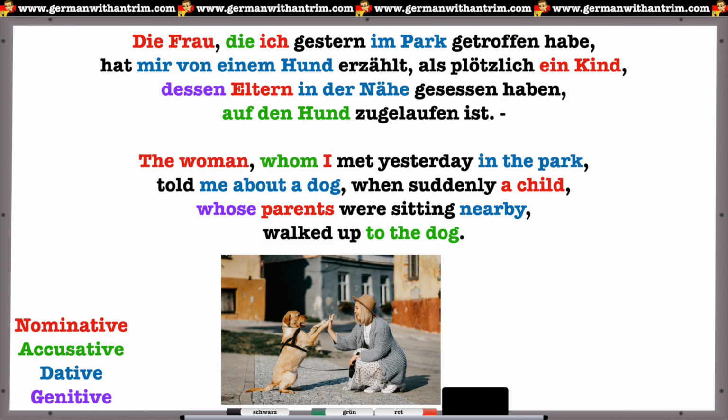Die Frau, die ich gestern im Park getroffen habe, hat mir von einem Hund erzählt, als plötzlich ein Kind, dessen Eltern in der Nähe gesessen haben, auf den Hund zugelaufen ist. The woman, whom I met yesterday in the park, told me about a dog when suddenly a child, whose parents were sitting nearby, walked up to the dog.